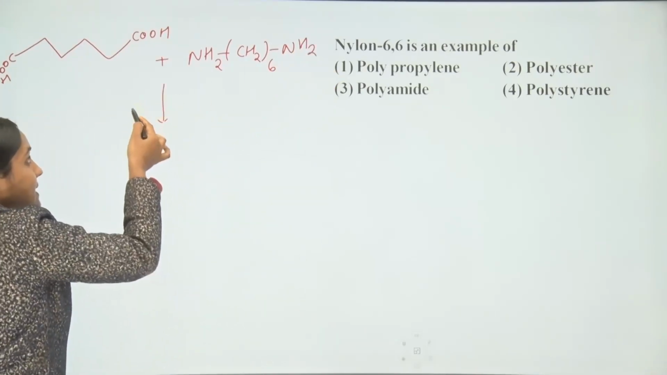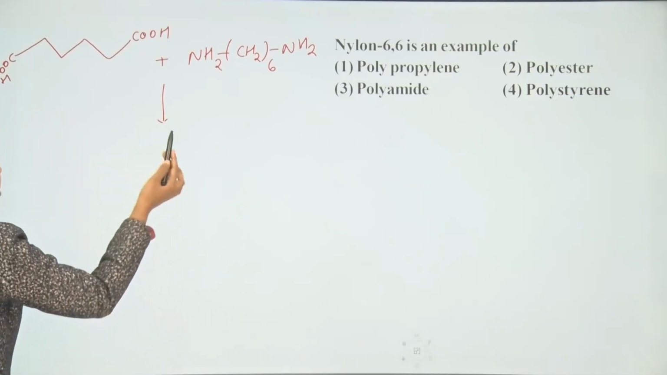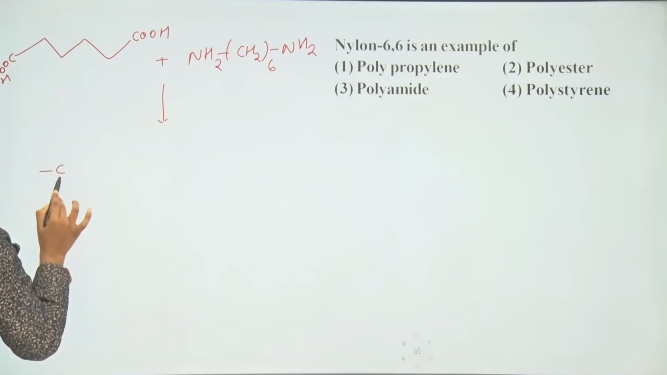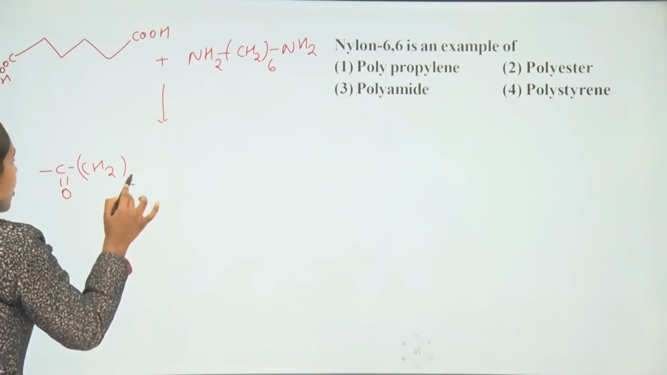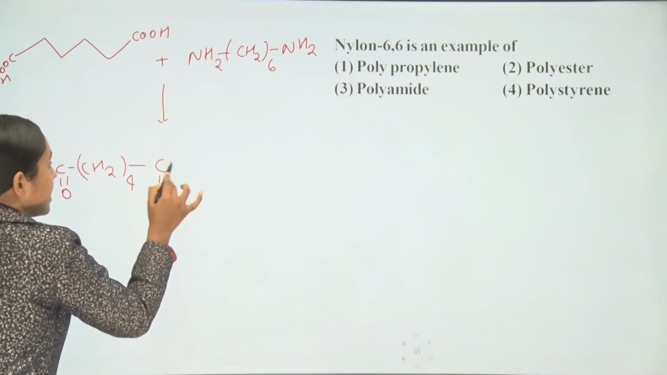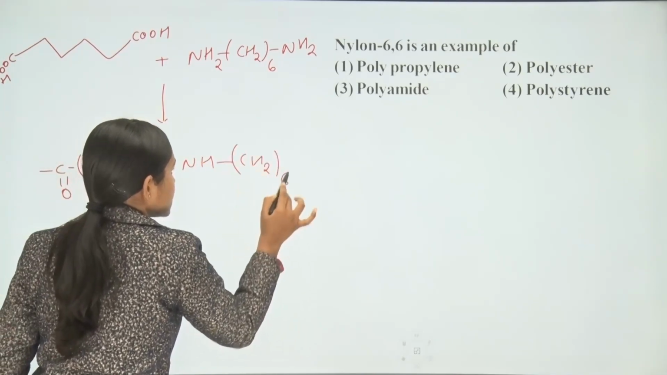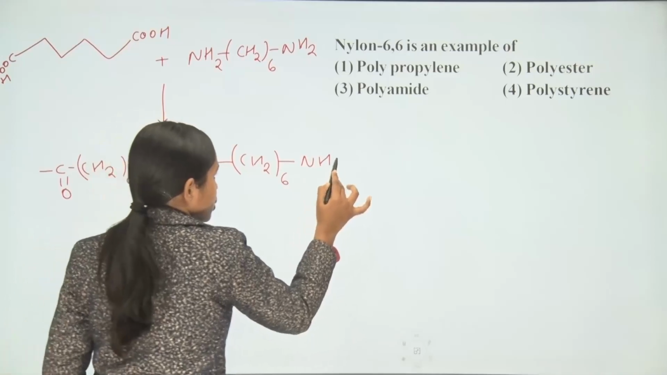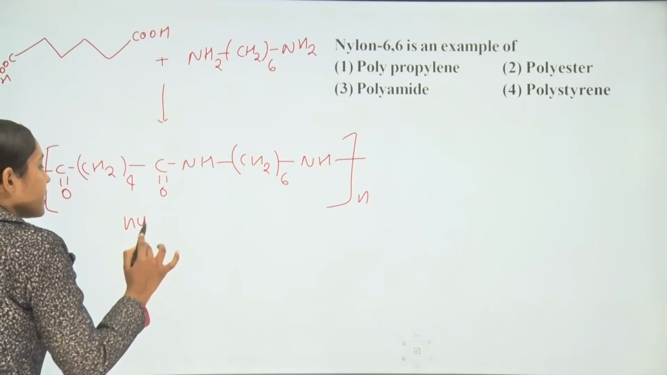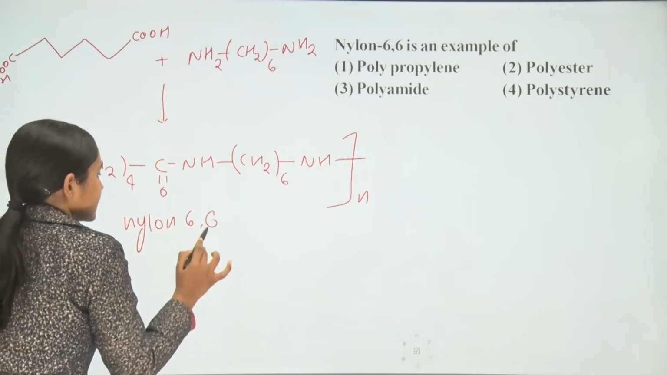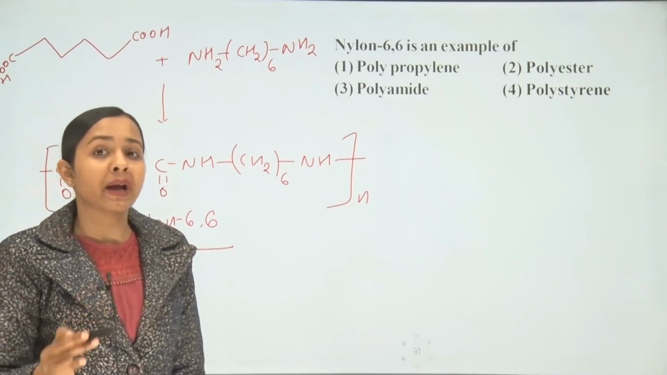So when this adipic acid and this hexamethylene diamine react together, combine together, here we will obtain CH2 whole 4 C double bond O and H, here CH2 whole 6 NH. All right, this is the structure of nylon 6,6, right? So students, basically we know that nylon 6,6 is an example of polyamide fiber.